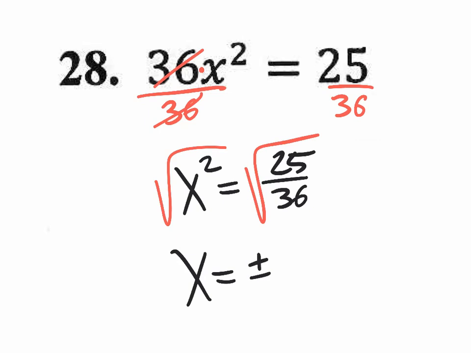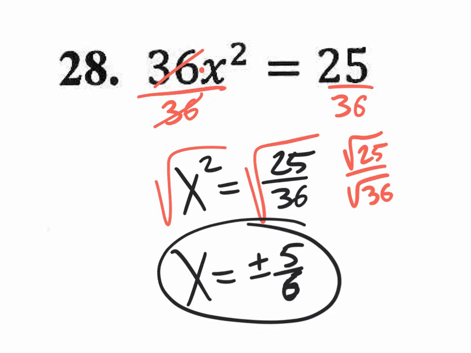Now when we have the square root of a fraction like that, especially if they have perfect square numbers on top and bottom, it's good to split the square root and do the square root of 25 and the square root of 36, thus giving you your final answer, plus or minus 5 over 6. So that's actually two answers, x equals positive 5 over 6 and also x equals negative 5 over 6.